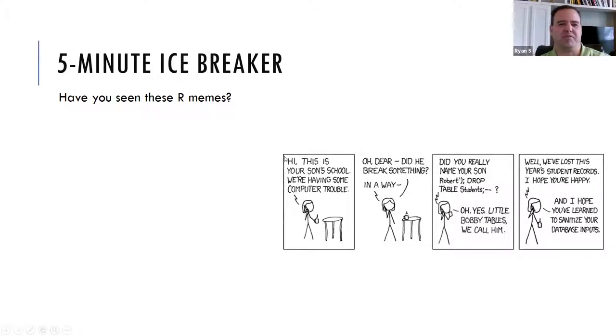So the mom gets a phone call from the school. Hi, this is your son's school. We're having some computer trouble. Oh dear, did he break something? Well, in a way. Did you really name your son Robert, Drop Table Students? Oh yes, little Bobby Tables, we call him. Well, we've lost this year's students' records. I hope you're happy, and I hope you've learned to sanitize your database inputs.